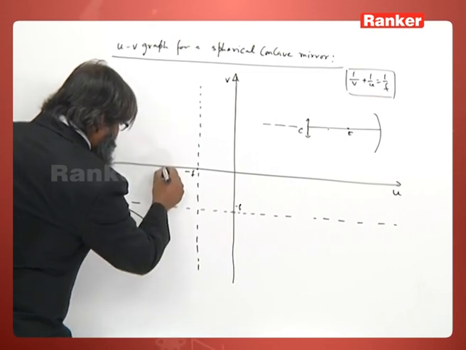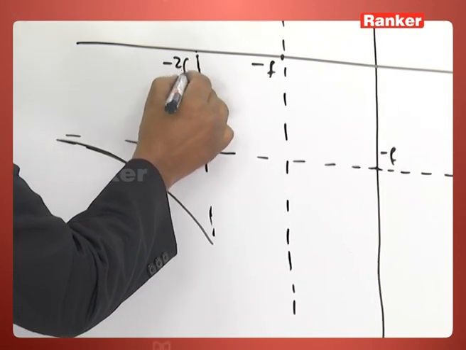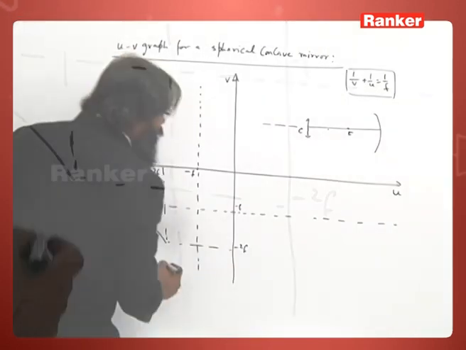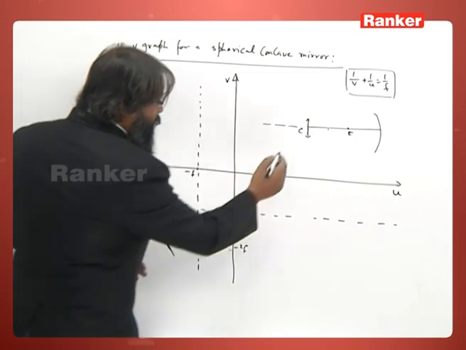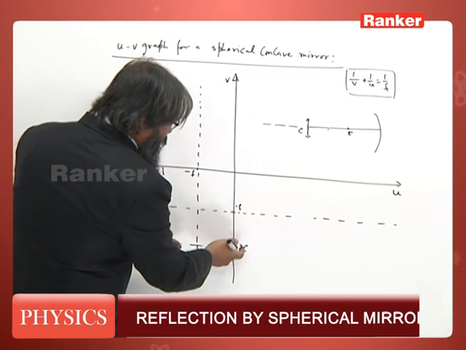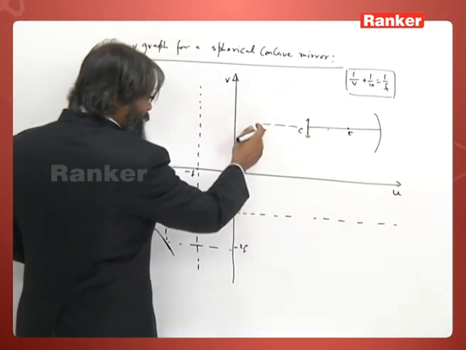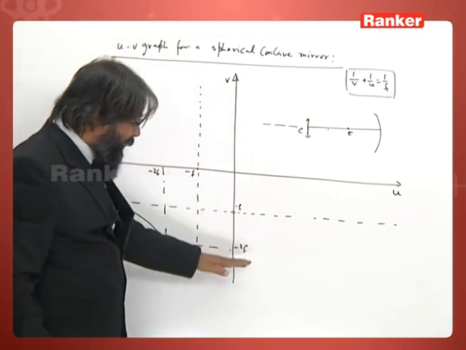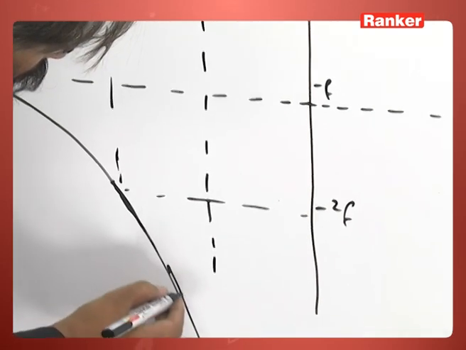So nearly, you see here, if it is minus 2f, here you will get minus 2f. That means the image coincides here. And as we go closer to C, when my object is closer to 2F, my image becomes this way. If I go this way, the image shifts here. So when my object distance is coming closer to 2F, my image distance falls here. So this will go this side.